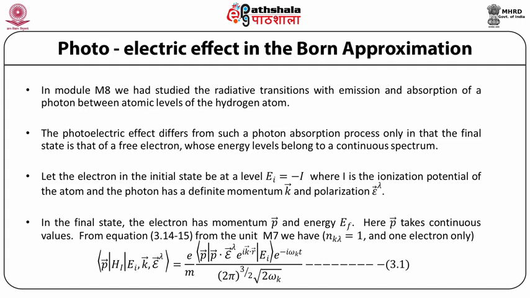From equations 3.14 and 3.15 from the unit M7, we have, for n_k lambda equal to 1 and only one electron in the atom, the matrix element of H_I between p vector in the first state and E_I, k vector and epsilon lambda in the second state is given by e by m, matrix element between p vector and E_I of p dot epsilon into exponential plus i k dot r, the whole thing multiplied by exponential minus i omega_k t, divided by 2 pi raised to the power 3 by 2 and square root of 2 omega_k.